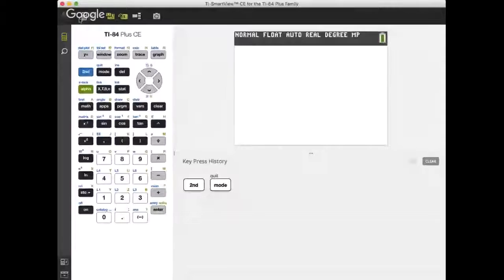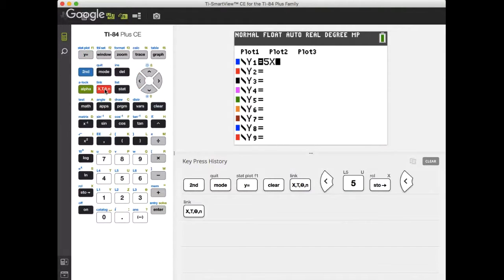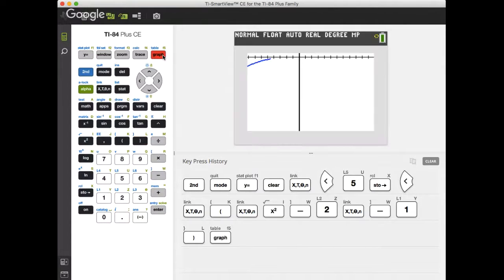Let me get this calculator so you can see it. All right, that works there. Okay, so what I'm going to do is come here and go x squared, or I'm sorry, 5x. I do that all the time. All right, x squared minus 2x minus 1, and I'm going to graph it, okay?